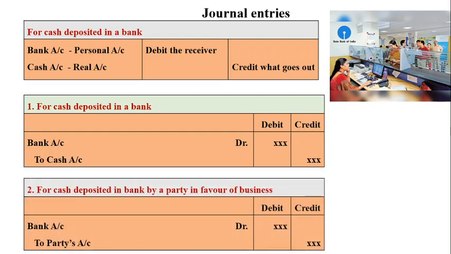2. For cash deposited in bank by a party in favor of business. Accounts involved in this transaction are bank account and party's account. Both are personal accounts. So debit the receiver and credit the giver is the rule. Here bank receives, therefore the bank is debited. Party gives, therefore the party's account is credited. And so the journal entry is bank account debtor to party's account.